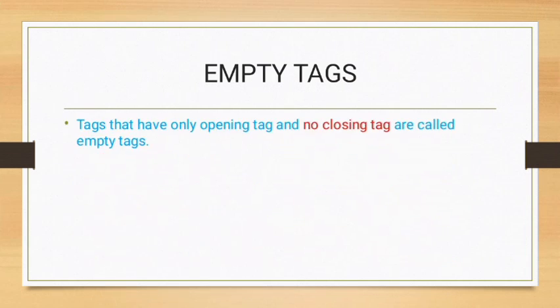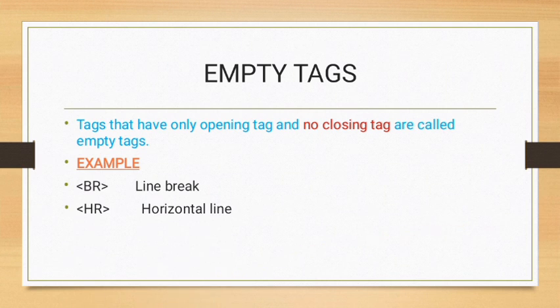Whereas empty tags are tags that have only an opening tag and there is no closing tag. Example, BR. In order to give a line break, we will use the BR tag. Then HR. HR will be used to represent a horizontal line. Then IMG to insert images. So these are the different examples of empty tags: BR, HR and IMG.